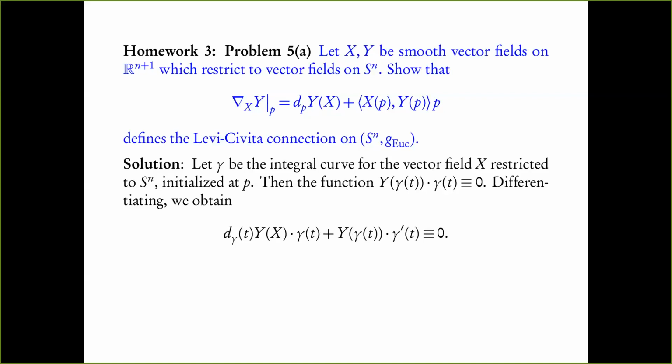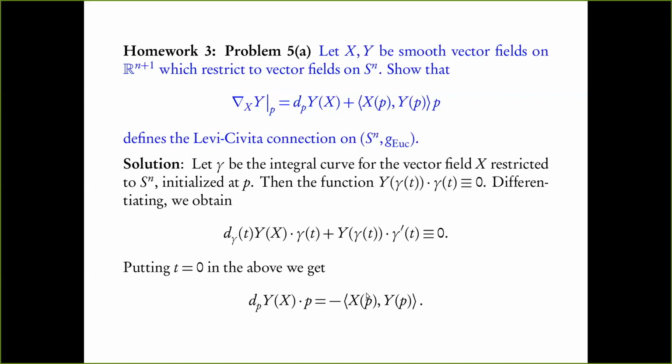Now, when you plug in t equal to 0, what do you get? This is dY at gamma 0, which is P, acting on X. This becomes P. And what about this quantity? This is Y at gamma 0, that is Y at P, dotted with gamma prime at 0, but that is X at P, right? So that's it. I can move this term to the other side, or I can keep it the same way. So the point is, if you dot product dY acting on X at P with P, you simply get this term back, right?